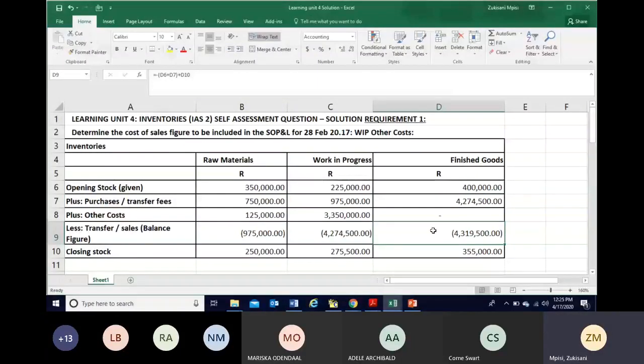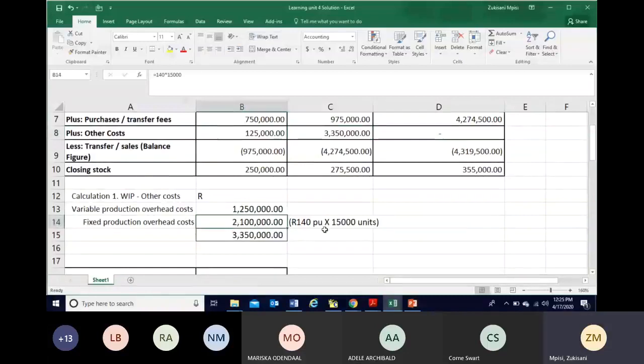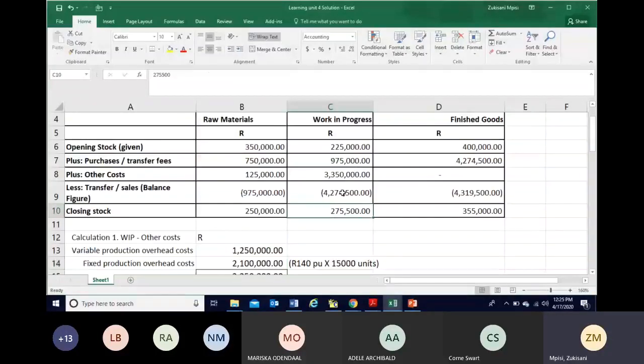If you are doing work in progress, you have to understand this column: it's opening inventories, which is your opening. It's any purchases or transfers that you have from raw materials. It's other costs, which is your labor, variable production overheads, and fixed production overhead, which is only allocated using normal capacity. And then you have your closing stock, and this is your transfer to finished goods. For raw materials, your other cost would be whatever you are given, which may be raw materials, purchases, opening and closing.